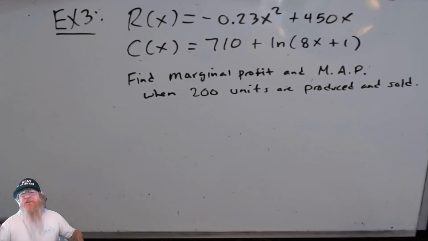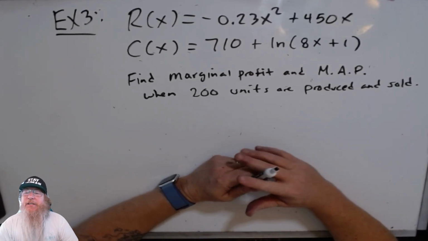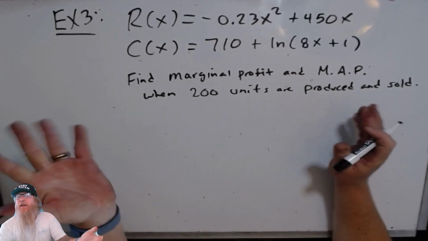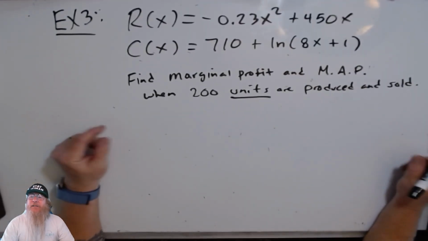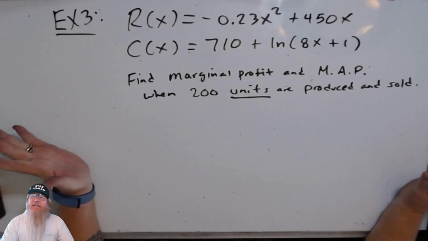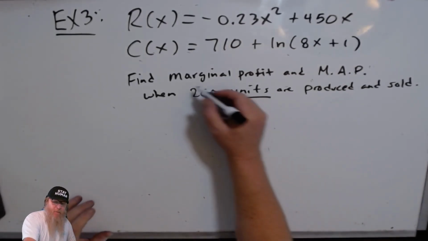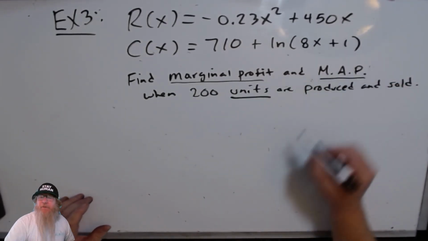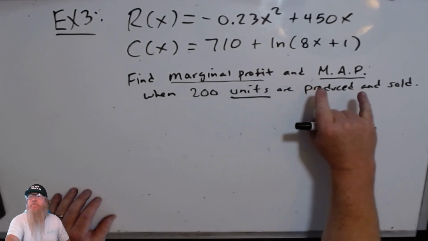And I'm skipping the story time on this one. I don't know, are these artificial brains? Are these freezers? We could just call them units. Yeah, just general widgets, gadgets, gizmos, whatever they happen to be. Okay, sort of abstract x that we're selling. All right, so we want marginal profit and marginal average profit. So MP and MAP.